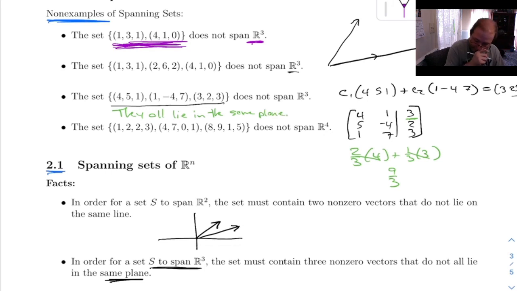All right, and this next one we can't really visualize, but in order to span R4, you have to have 4 vectors, and this only has 3. So those don't span R4.